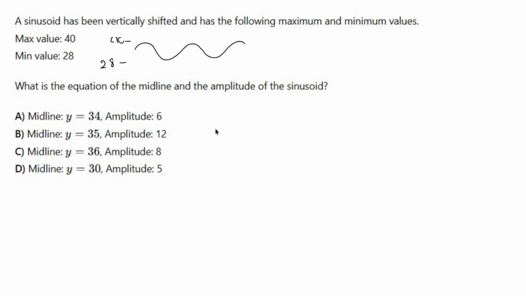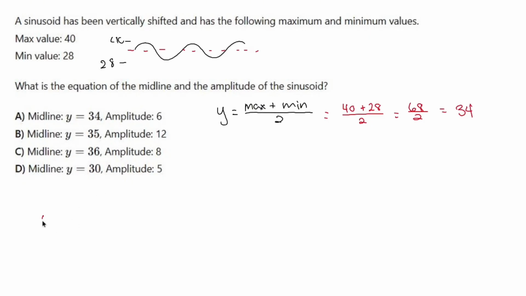Well, the equation for the midline is given to you as a y equals, because it is an equation, y equals whatever your maximum value plus your minimum value is, divided by 2. The midline is the line that directly cuts your sinusoid in half. So you're kind of thinking of it as the average, and that's what I get here. So my maximum value is 40, my minimum value is 28, divided by 2. We add those up to get 68, and 68 divided by 2 is 34. So my midline is the equation y equals 34. That's my midline.